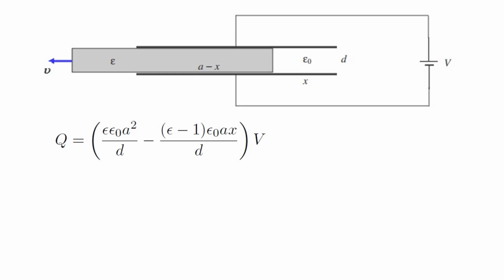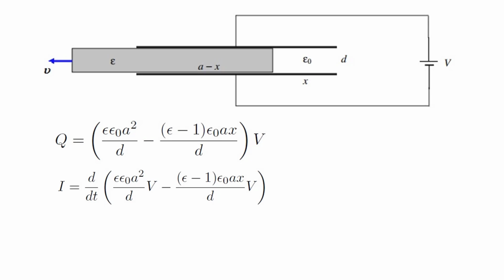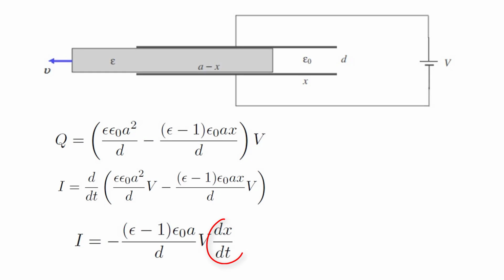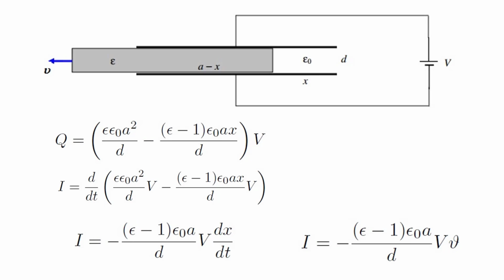After simplification, we will have the charge as a function of x. The derivative of charge is current. The first fraction is constant, so its derivative goes to 0, and we will have this equation. The time derivative of x is velocity. Current is minus (epsilon minus 1) epsilon 0 A V, where V is the speed, divided by d.